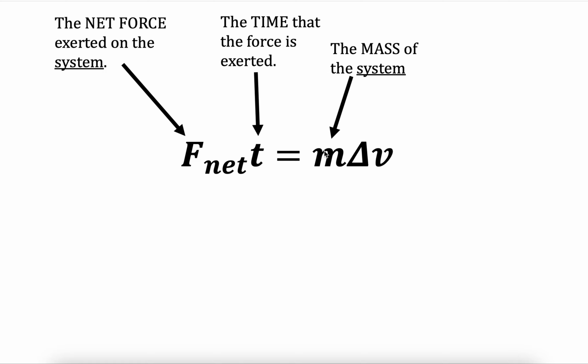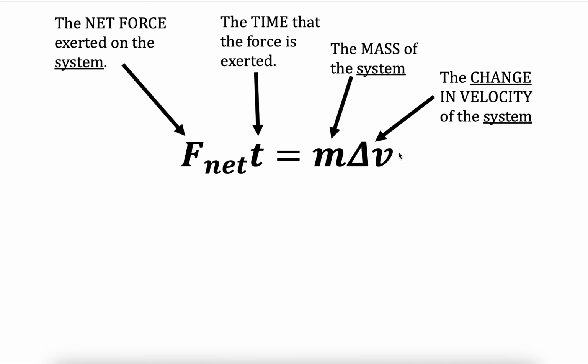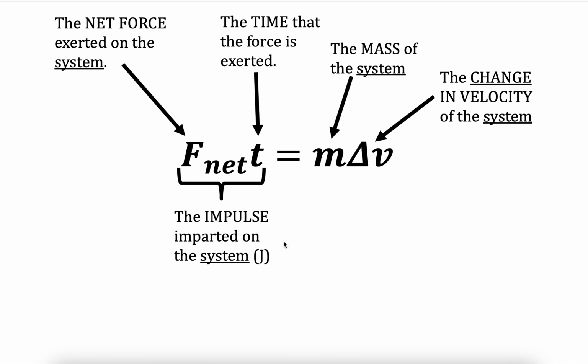The m is the mass of the system, and the change in velocity is the change in velocity of the system. It's not the velocity of the system. Remember, delta v is final minus initial, okay? So I already said this, but the left-hand side, this is the impulse. And the way we phrase this, we'll say the impulse imparted on the system. The variable for that is J. I'm never going to use that, though. I'll just use F net times t.